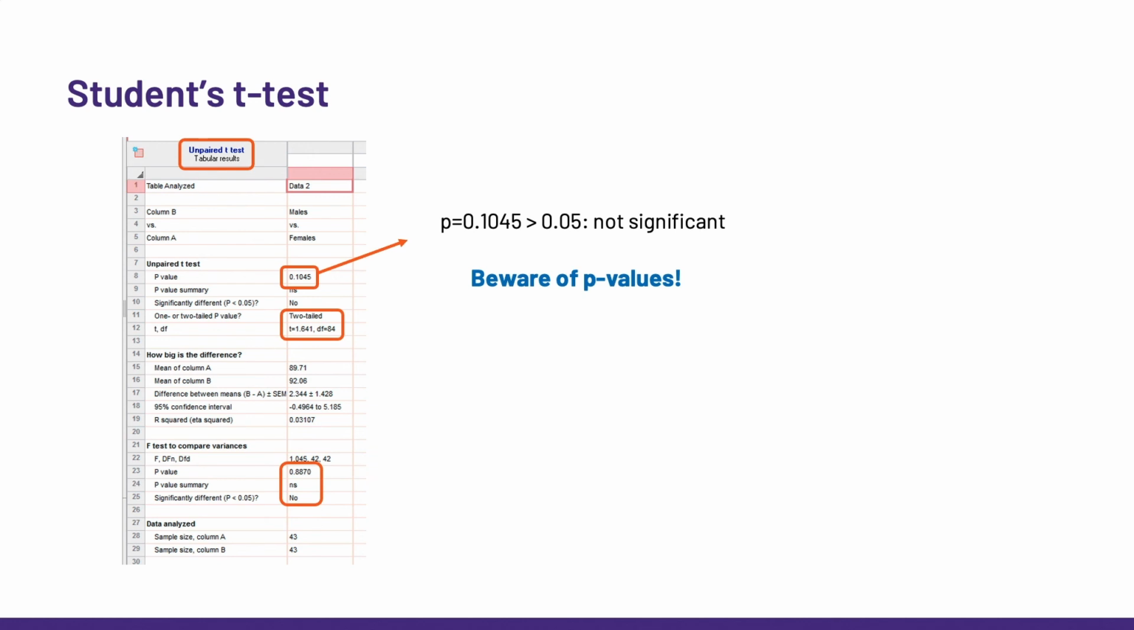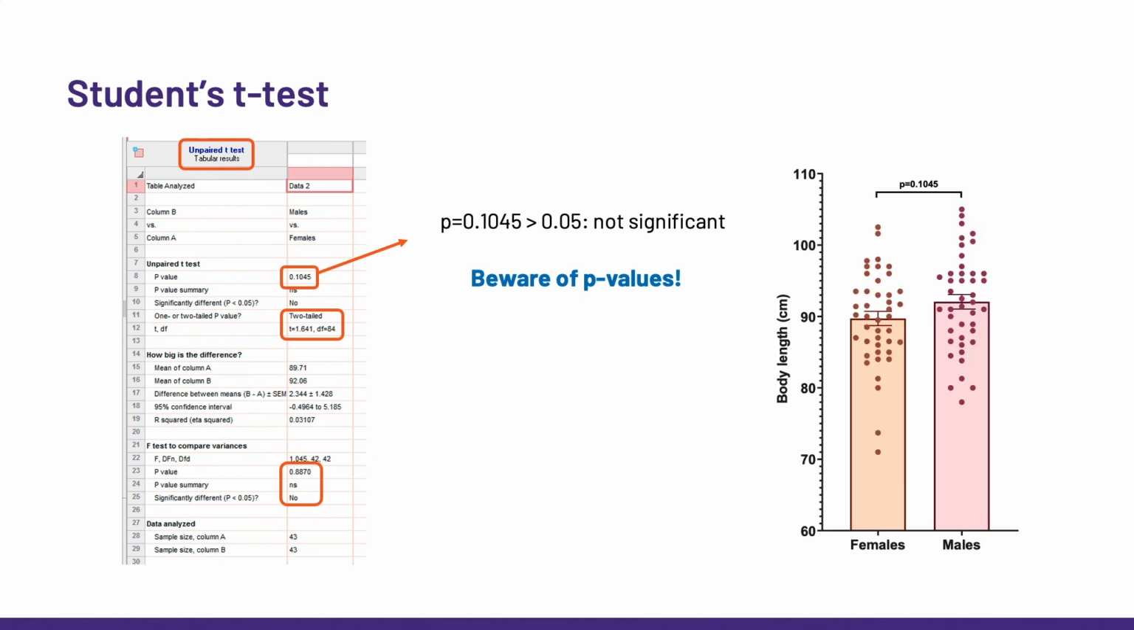Now, one last thing. A p-value is meaningless without context. The actual observed difference is one of the things to consider. And if it seems exciting, but the p-value is not significant, then perhaps it has to do with power.